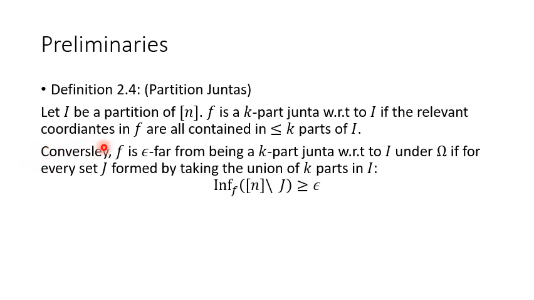And conversely, we will say that f is epsilon far from being a k-part junta with respect to the partition I under our probability distribution omega, if for every set J formed by taking the union of at most k parts (it's without loss of generality) in this partition, the influence of all the coordinates but the coordinates in J is at least epsilon. This definition is similar to proposition 2.3, but in this case it's not a proposition, it's just by definition. And so this is the definition of partition juntas.